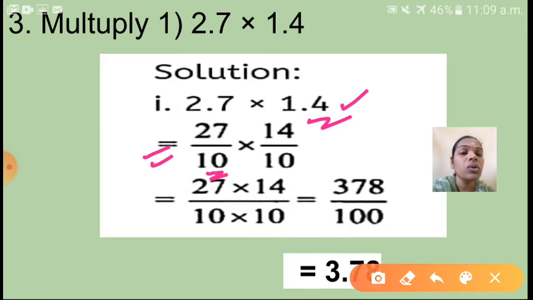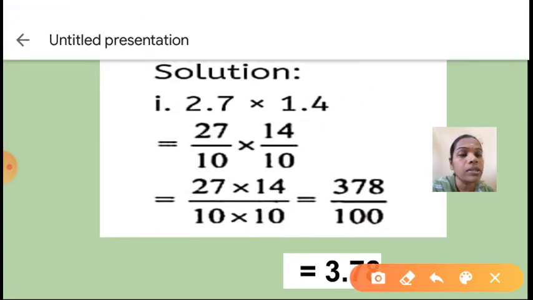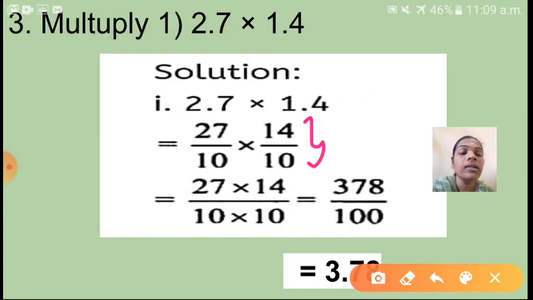Okay children, so now it's easy to multiply. That means numerator into numerator upon denominator into denominator. The third step is what? 27 into 14 upon 10 into 10 is equal to, yes, if you are multiplying these two numbers, you will get 378 upon 100. Okay, hereafter you have to write what?